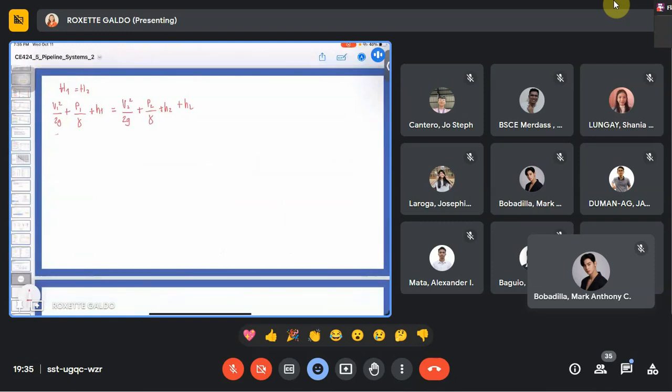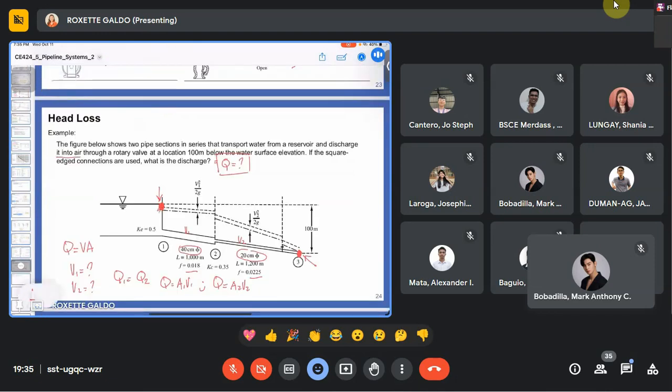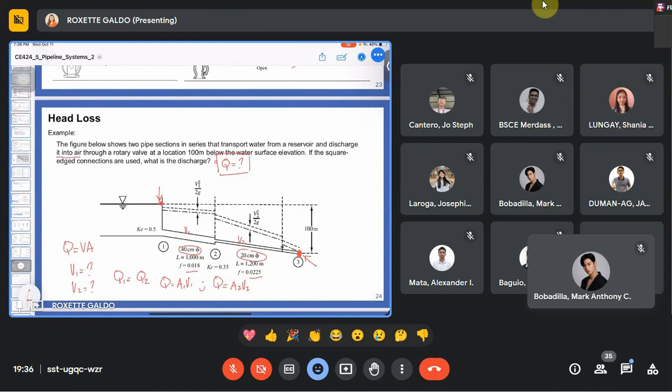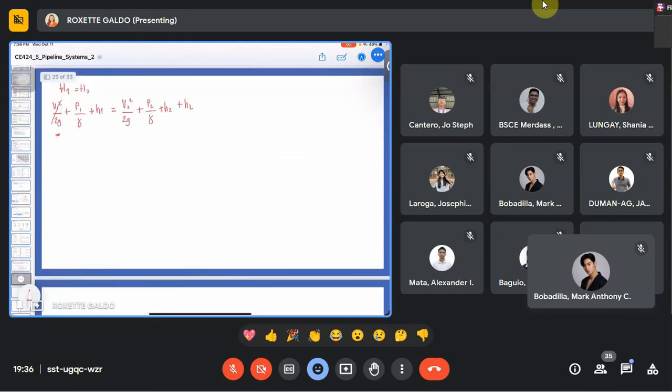V1 squared over 2g is the velocity head at the initial point. Is the water moving at the free water surface? Is there velocity here? No. It's not yet moving because it is still in the reservoir. It starts to move once it enters the pipe. But our initial point is not inside the pipe. It is in the reservoir, at the free water surface. Meaning to say the velocity is 0.